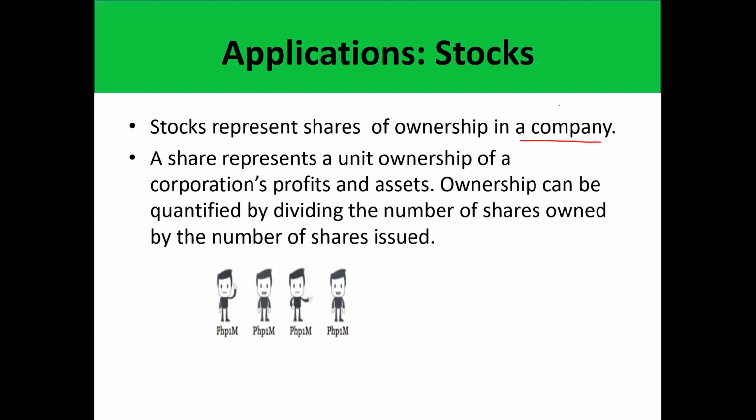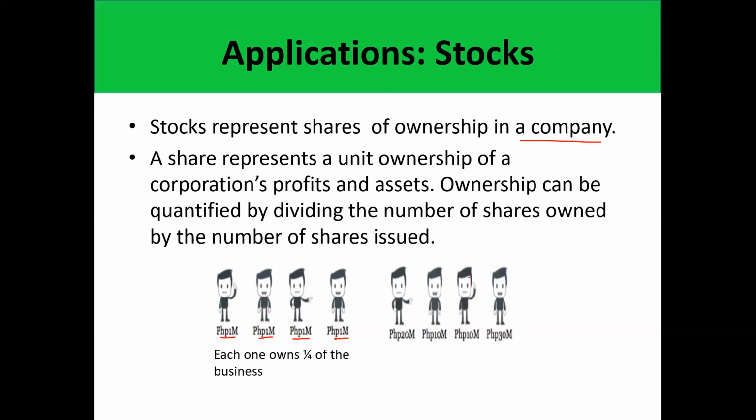So, to have a more clear understanding of that, suppose that these four people are the only owners of shares of stocks of a company, and all of them invested the same amount of money. So this means that each of them owns one fourth of the business or one fourth of the company. But in the second figure here, as you can see, not all of them have the same amount of investment.